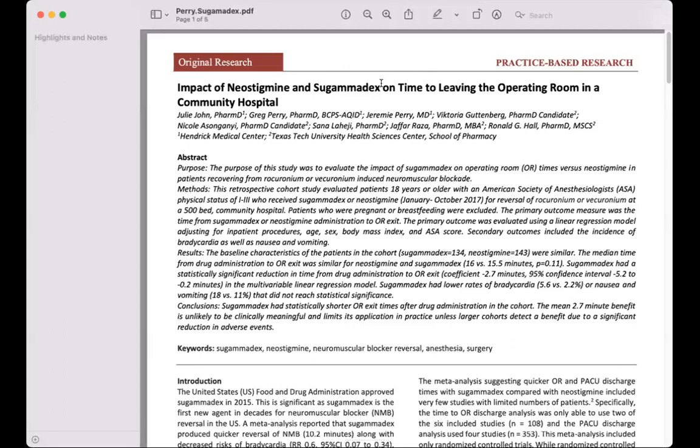So here's Sugammadex and neostigmine. Let me reshare this and go with this. So let's look. There it is right there. This would be an example, and I'm just going to go through this real quick. Just to give you an example of what we did: the impact of neostigmine and Sugammadex on the time leaving the operating room in a community hospital.